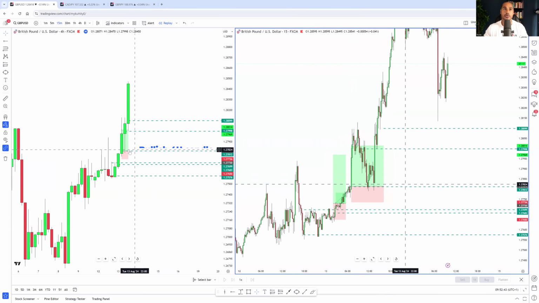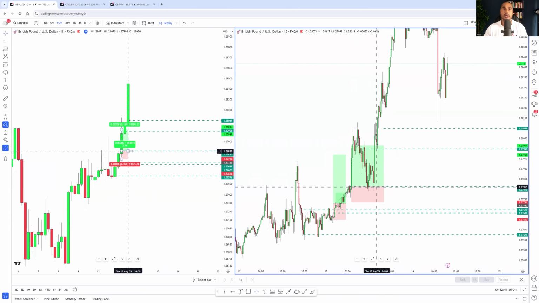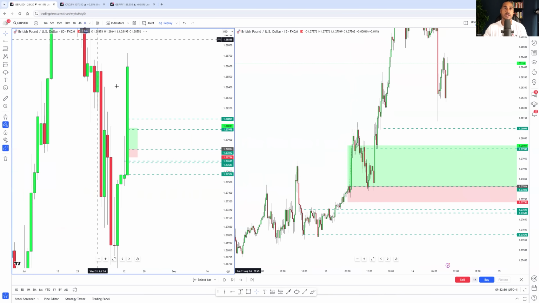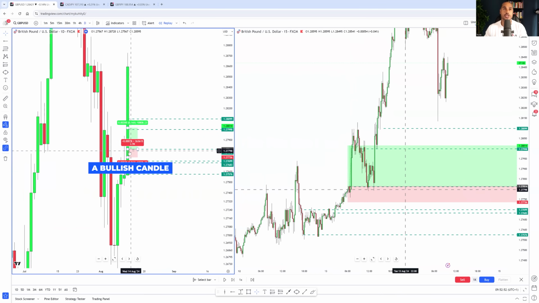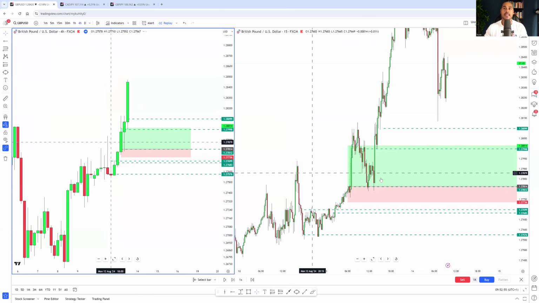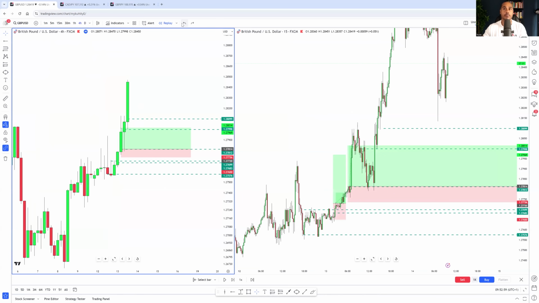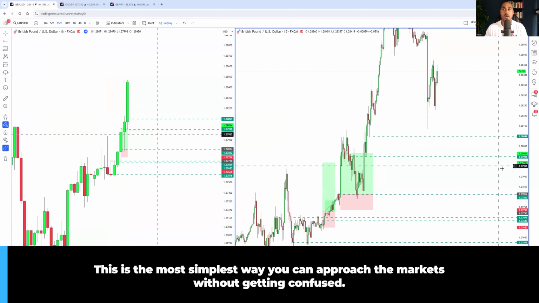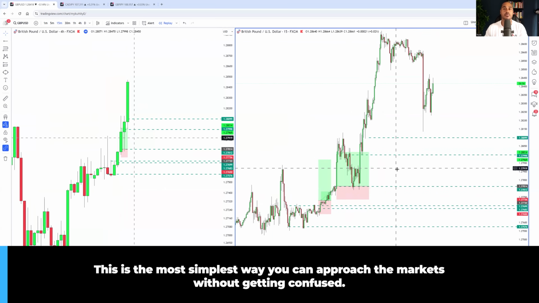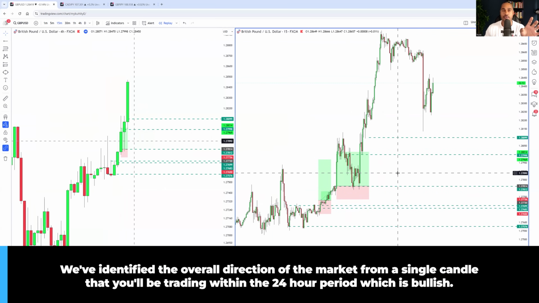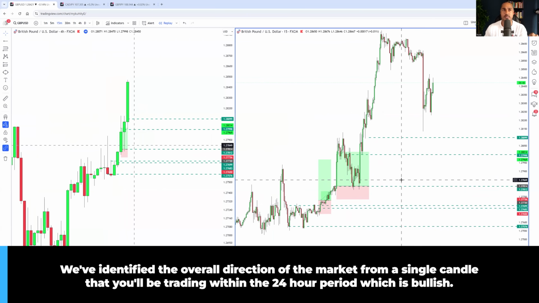What do we have here if we look? A bullish 4H candle. Again, if we pull this to the left, let's remove this one. Go to the daily. What do we have? A bullish candle. Guys, and then we can continue doing this until the cows come home. This is the most simple way you can approach the markets without getting confused. And all we're doing here is we've identified the overall direction of the market from a single candle that you'll be trading within a 24-hour period, which is bullish.